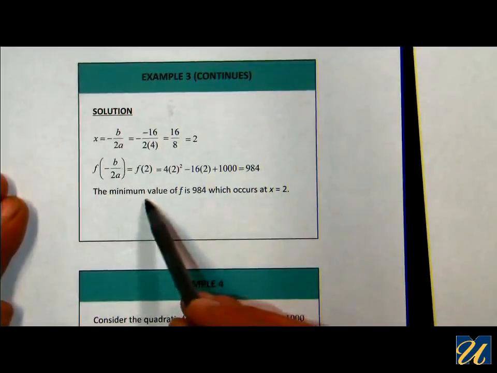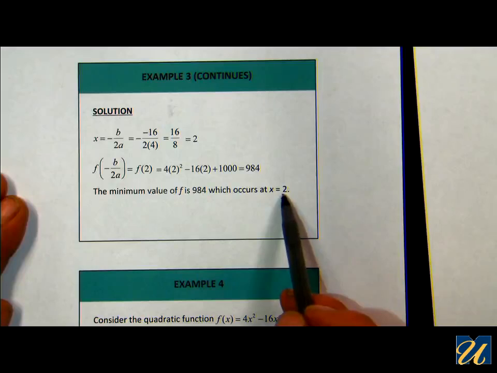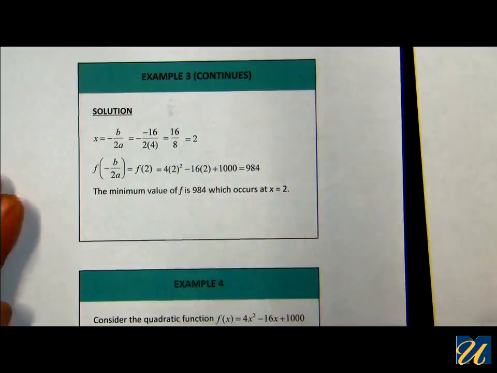So see how we quote the min value is the y value? And it occurs at x equals 2. So it gives the left right, and it gives the up down. The up down is the more important to quote for the min or the max.